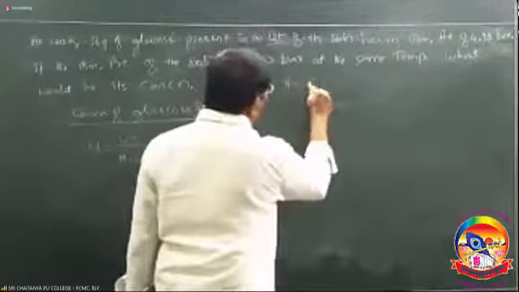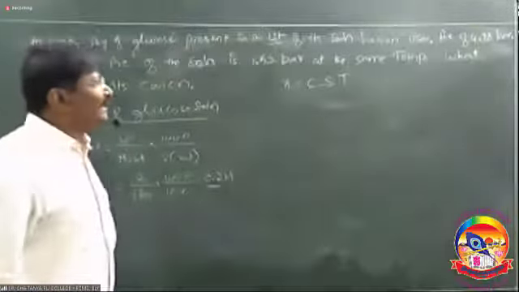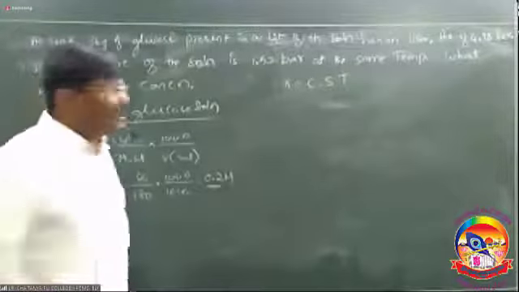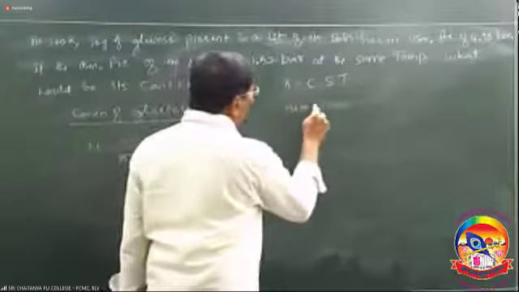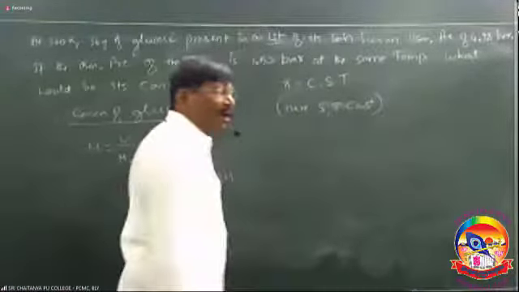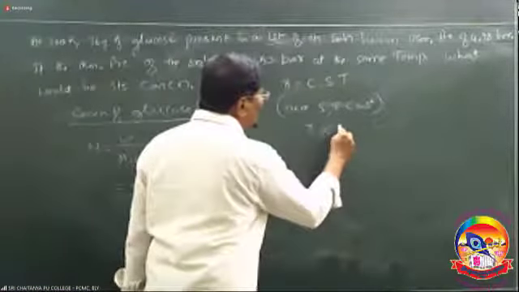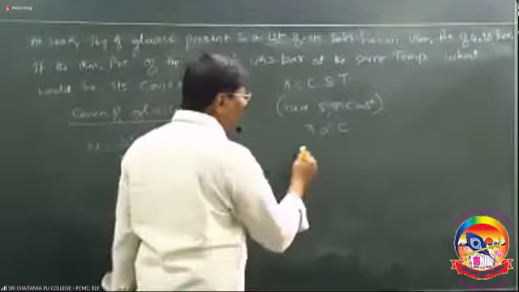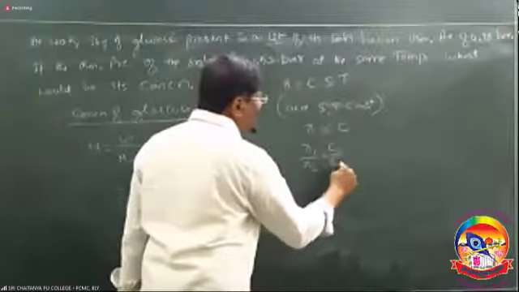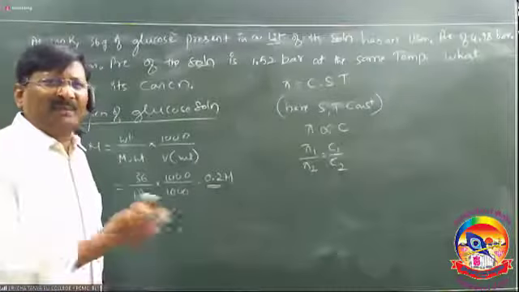This is the formula we have: pi is equal to CST. Is it not? What is C there? Concentration. Here S and T are constant, they are not variables. Therefore pi is directly proportional to C. Is it not? Therefore, what do you write? Pi 1 by pi 2 is equal to C1 by C2.